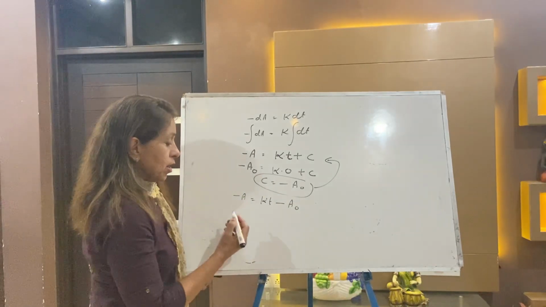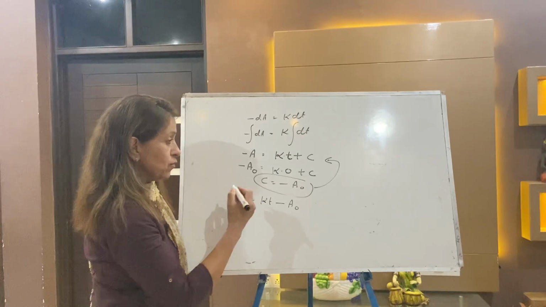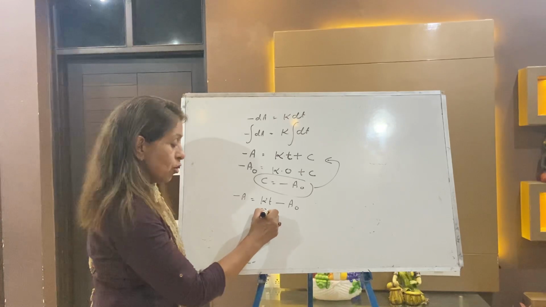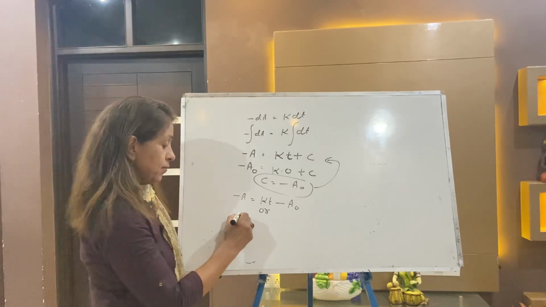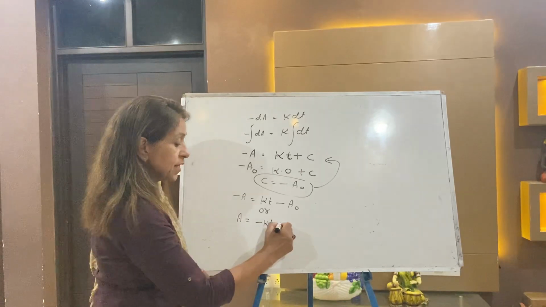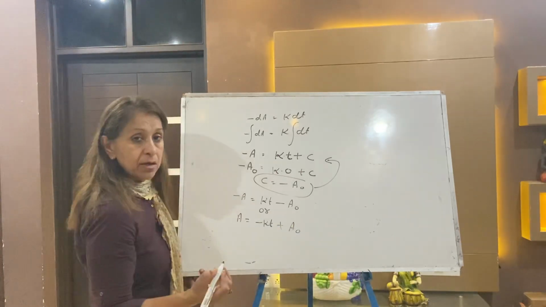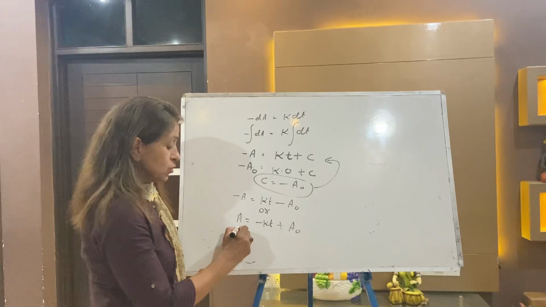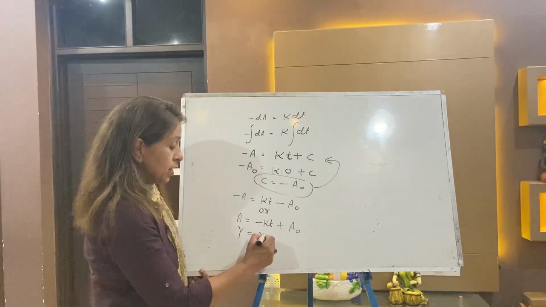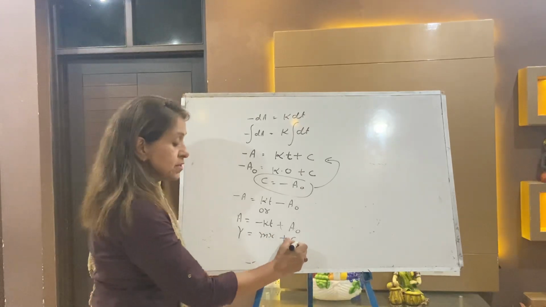Now there is a graph, so I am taking it like this, or you may write it as A is equal to minus kt plus A naught. So it's one and the same thing. Why have I written this? This equation resembles the equation of a straight line, y is equal to mx plus c.